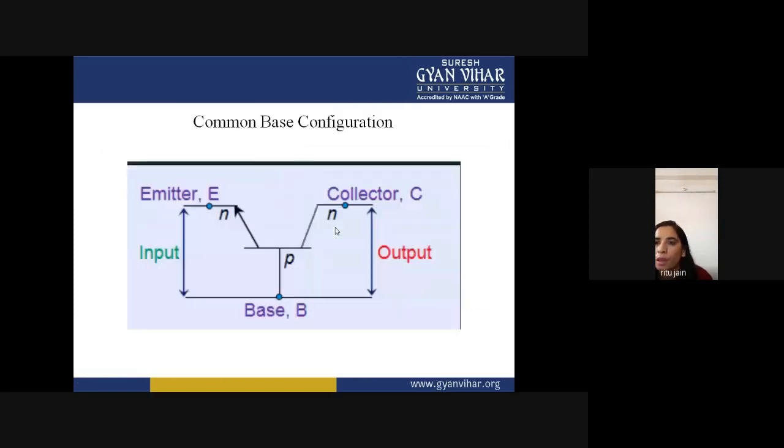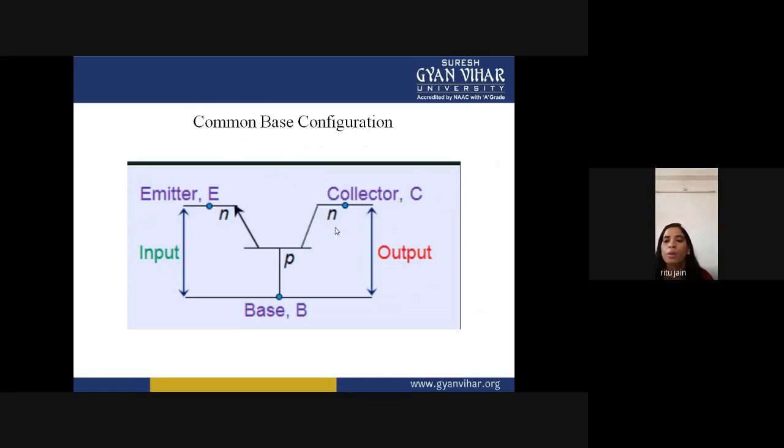Now, your second configuration is the common base configuration. You can see in the diagram that your base is common between input and output. So here, what is your input current? Input current is your emitter current and input voltage is your base-emitter voltage, and output current is your collector current, and output voltage will be your base-collector voltage.